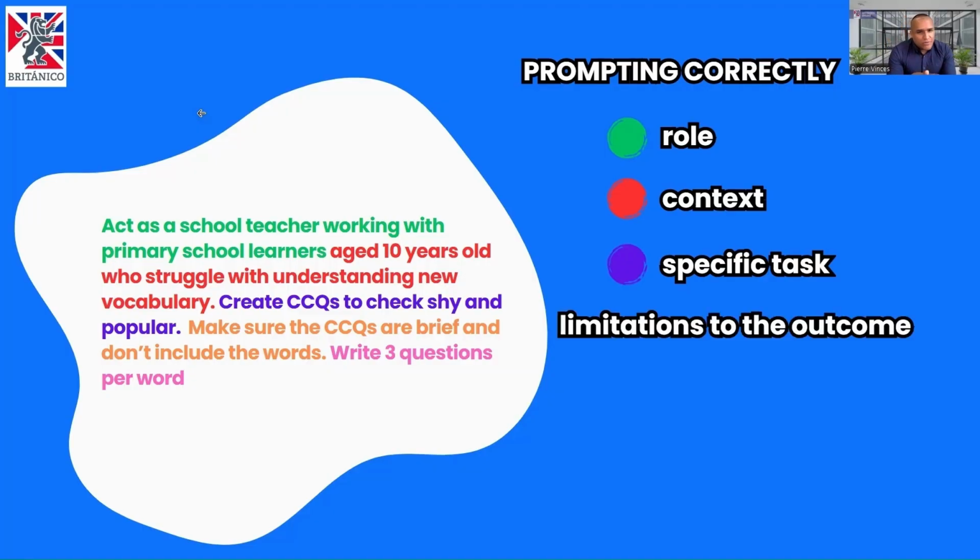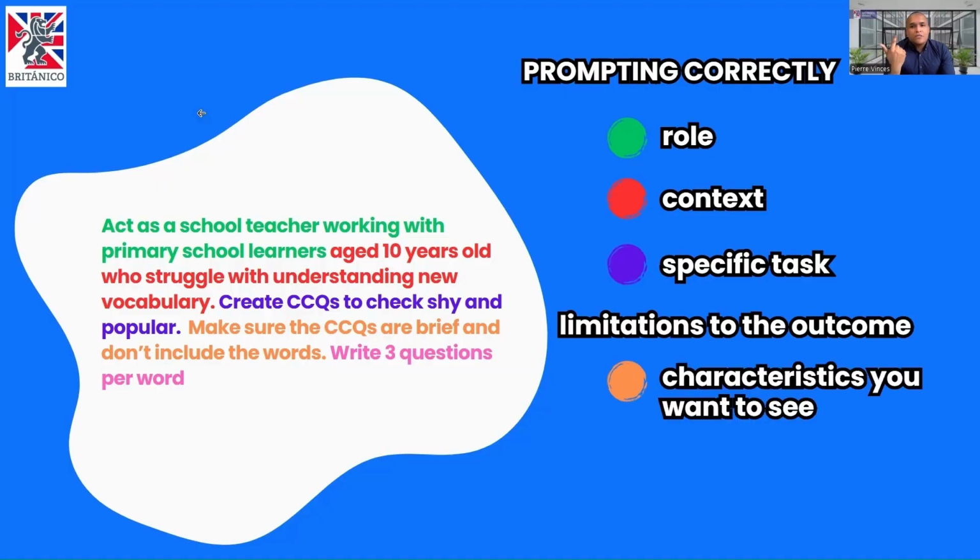The orange and the pink are limitations to the outcome. Remember, it's important to include some limitations in order to have the result we expect. Make sure the CCQs are brief and don't include the words. Of course, because we mentioned that they should be brief, we should avoid including the words. So these are characteristics of what you want to see.